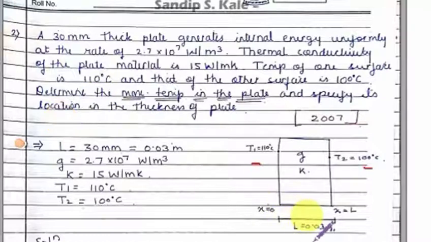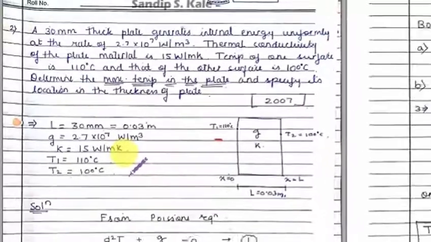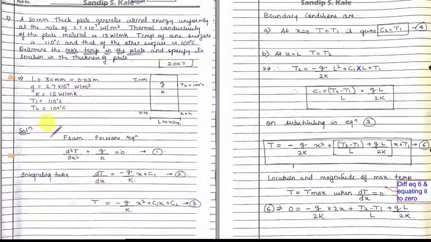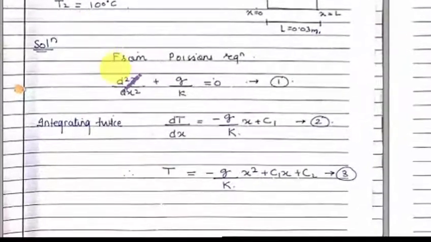The thickness is given as 30 mm. The heat generation is given as 2.7 into 10 raised to 7. Thermal conductivity is given, the temperature on one side and the temperature on the other side are given. So how to solve? Let's see. We'll start with the Poisson's equation, all of you are aware of it: d square T by dx square plus g by k equals 0.